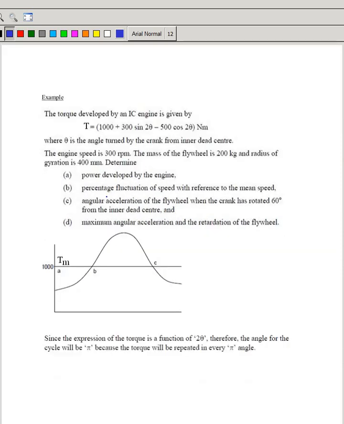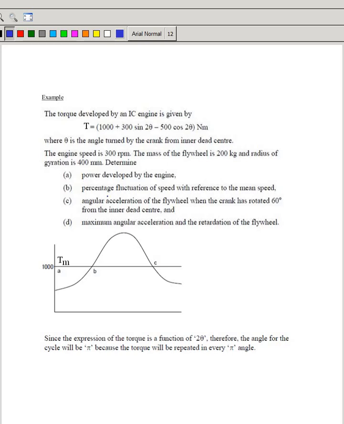So here this is another example where they have shown this diagram. Actually this and this should be the same, this point and this point are same. The torque developed by an IC engine is given by this, where theta is the angle turned by the crank from the inner dead center. The engine speed is this, the mass of the flywheel is this, and radius of gyration is this. So I value is given.